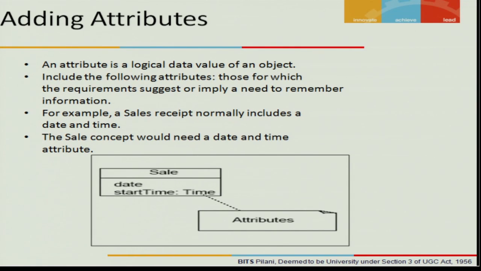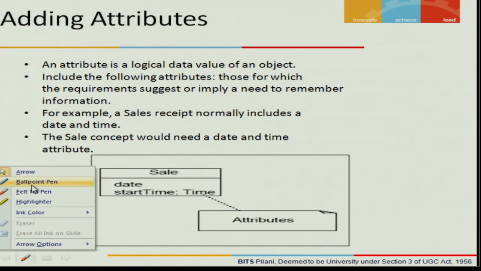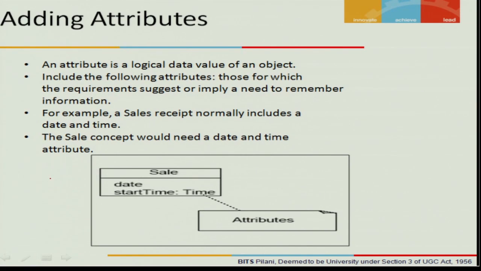Now we know that the simple meaning of attribute is what? They are properties of entities. In a domain model, our entities are nothing but domain concepts. For example, Item is a domain concept. So which properties are there for this domain concept?